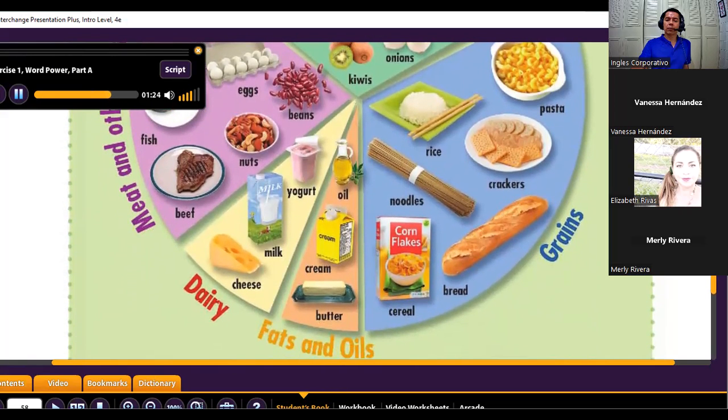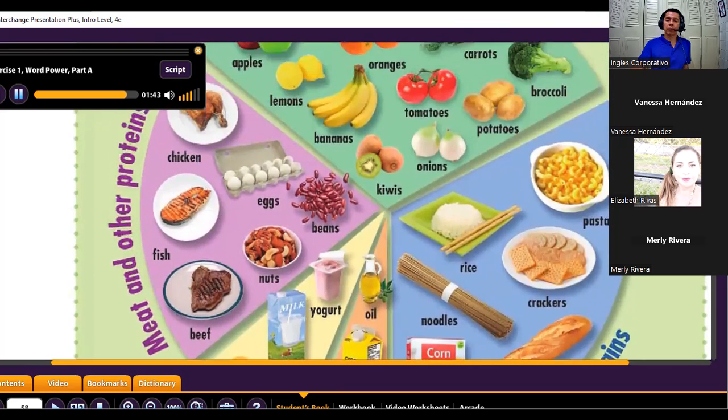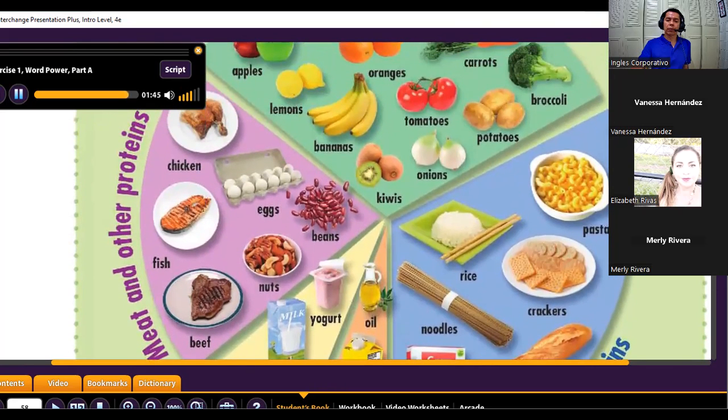Dairy. Cheese. Milk. Yogurt. Fats and oils. Butter. Cream. Oil. Meat and other proteins. Chicken. Fish. Eggs. Beef. Nuts. Beans.